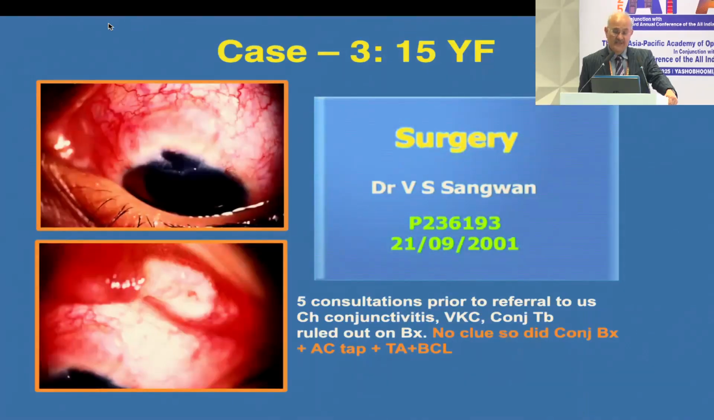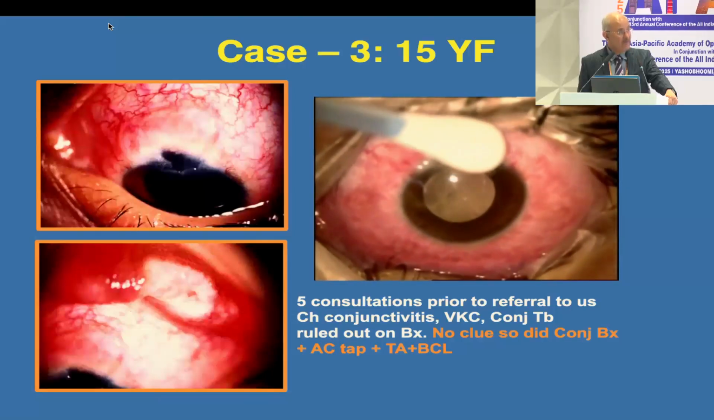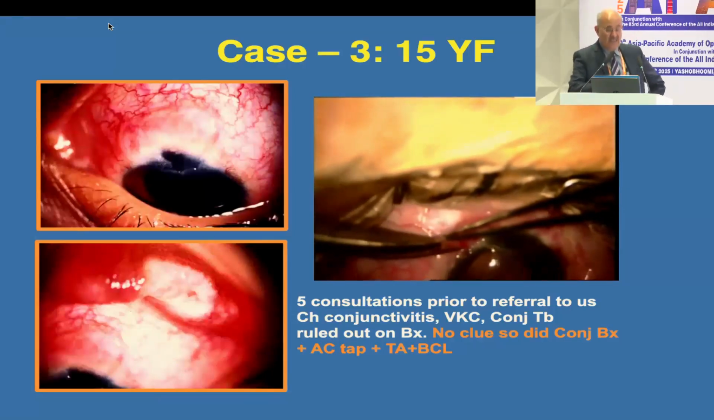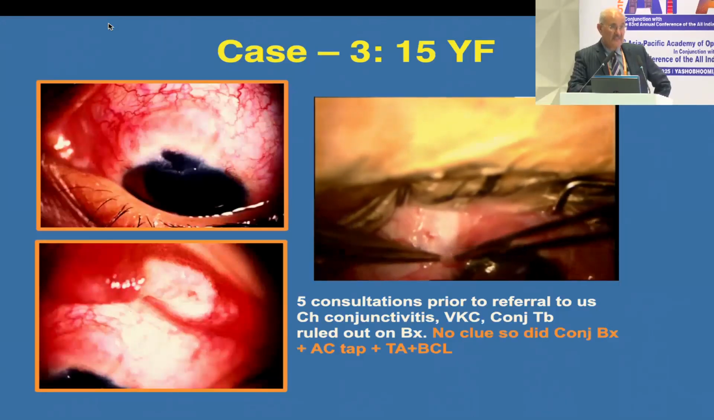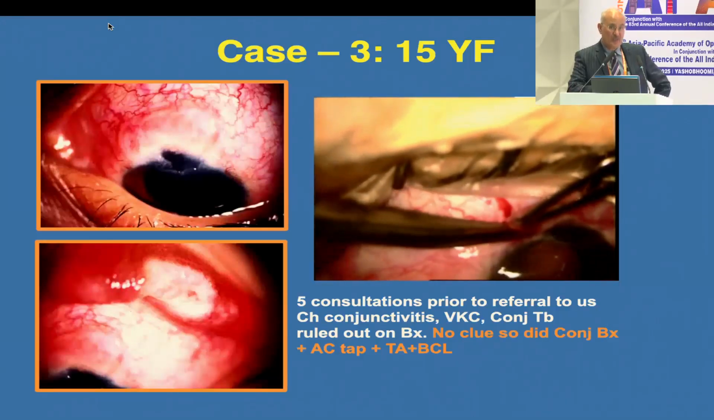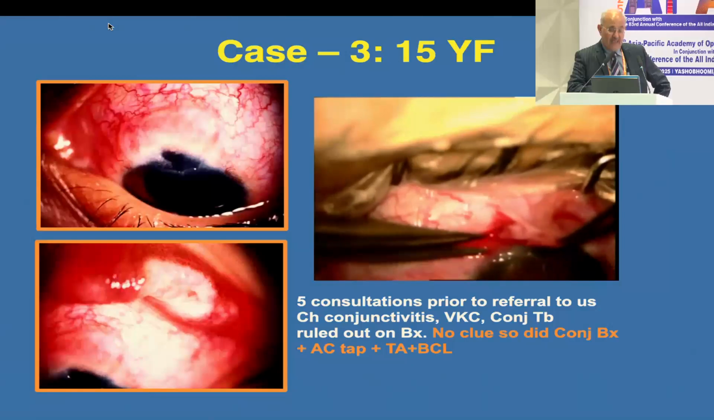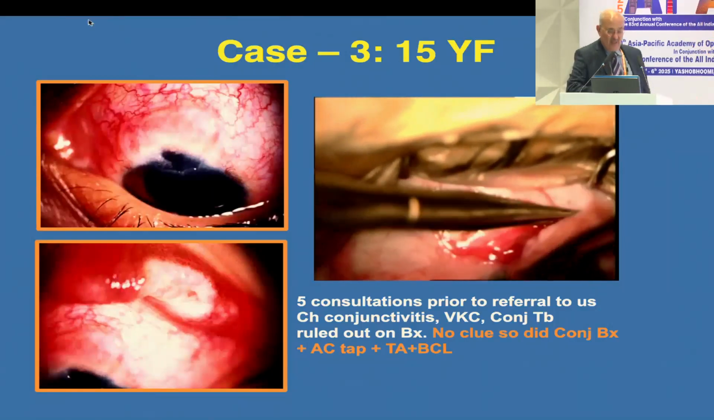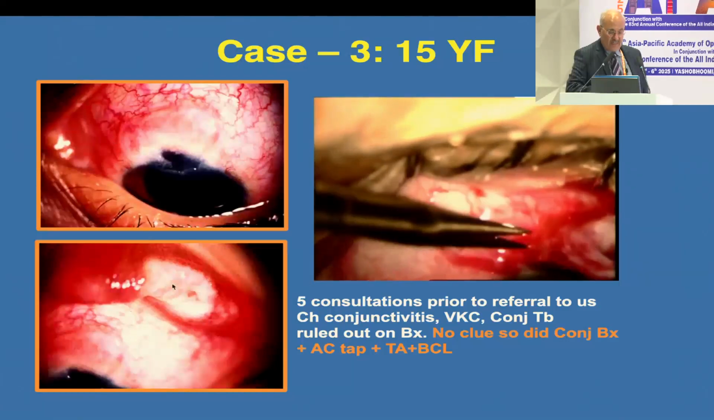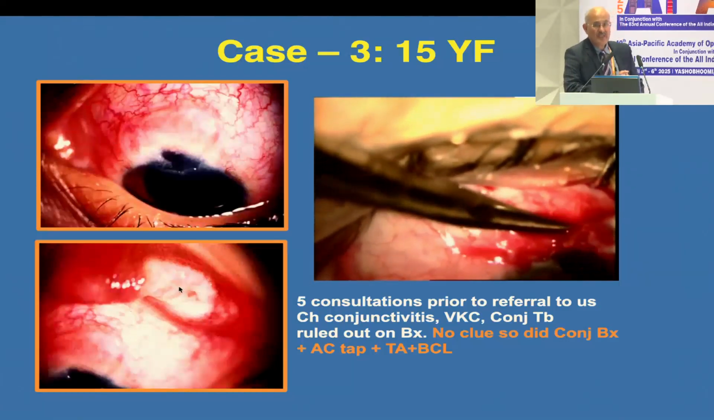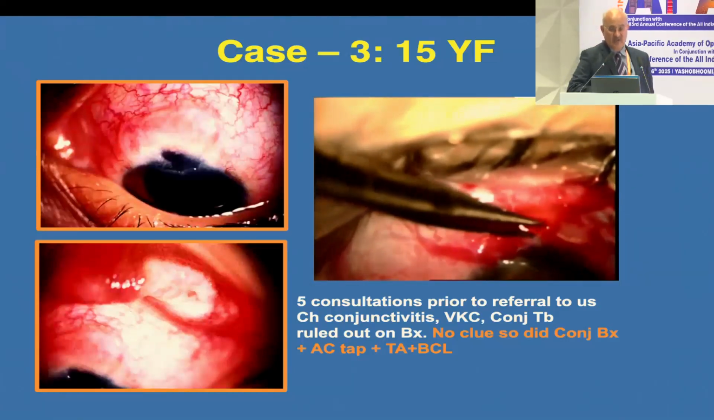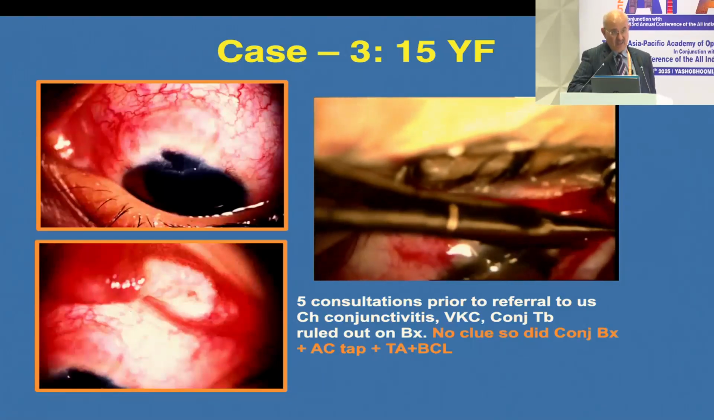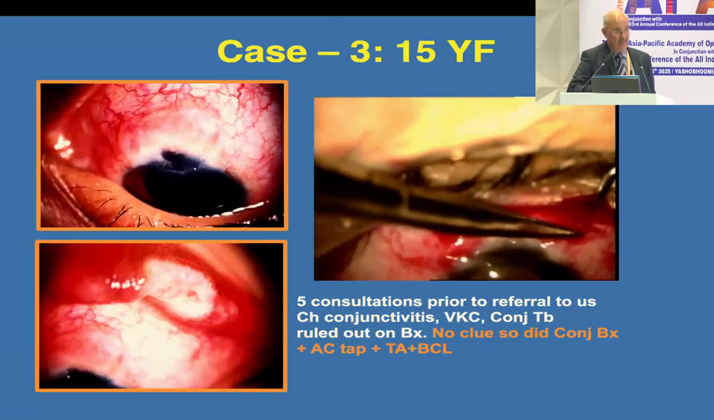Another interesting case, a 15-year-old girl referred from J&K. She had consulted 5 other doctors. She was diagnosed as VKC, received a supratarsal steroid injection, and there was a tarsal necrosis. If you see here, there is a tarsal necrosis at the site where the injection was given. For me, this was very remarkable. I had never seen this kind of presentation. She also had an elevated mass, a peripheral ulceration, AC inflammation, KPs.